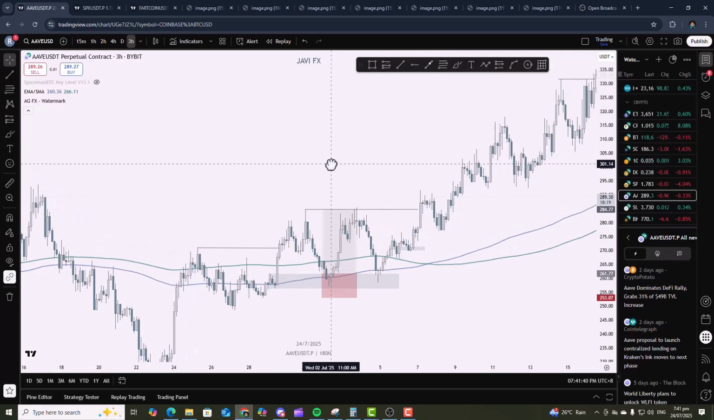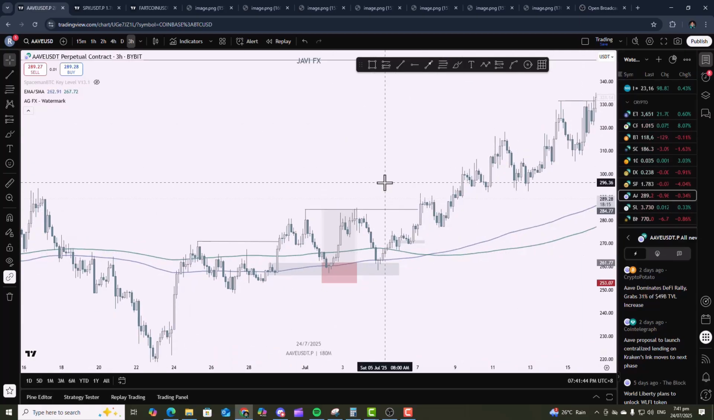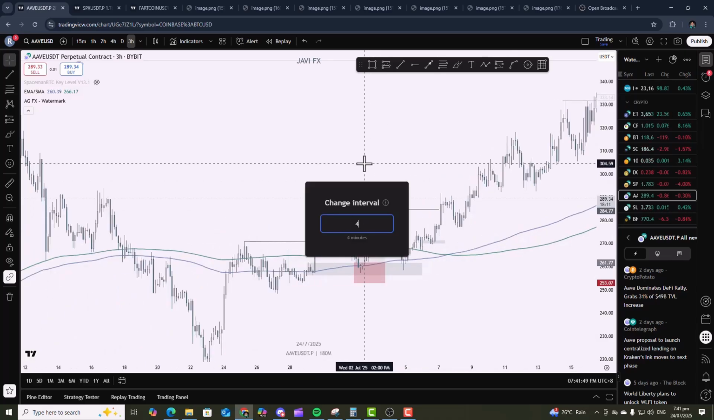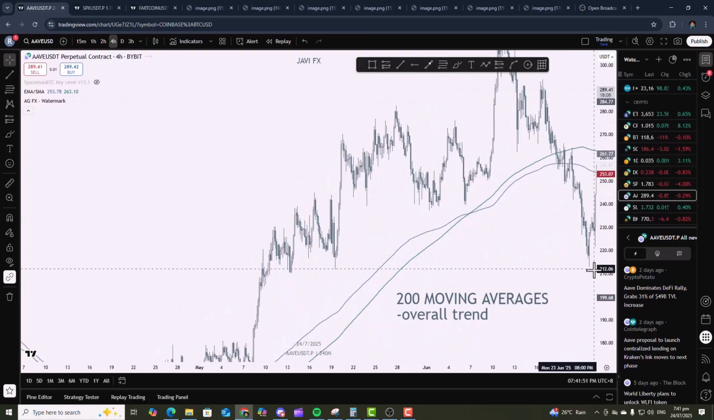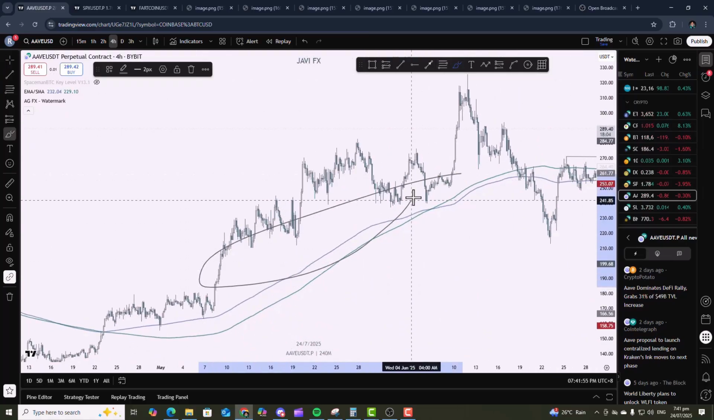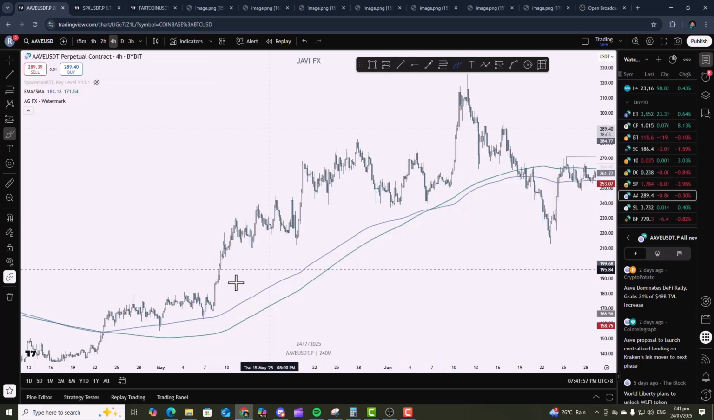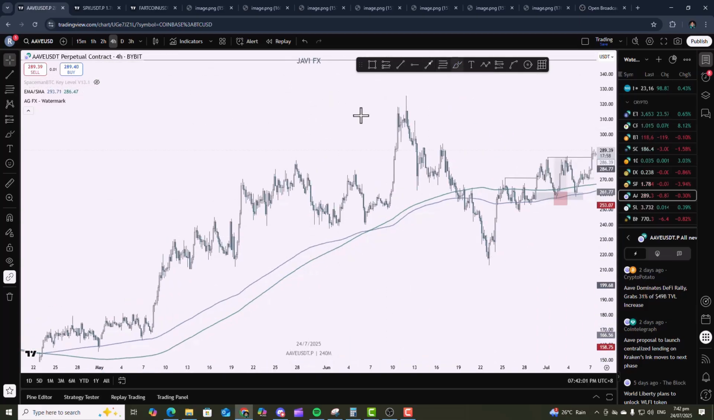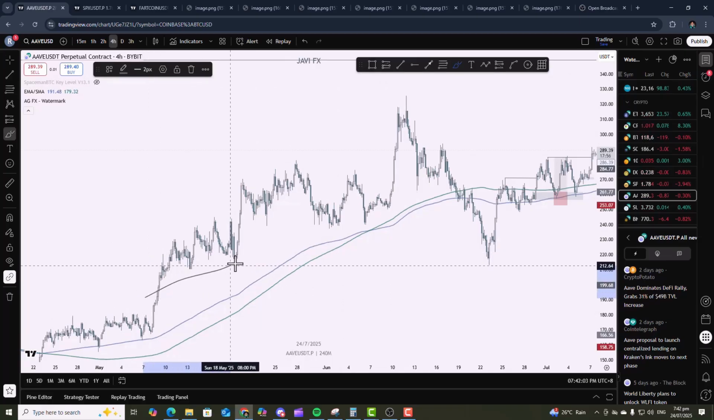So that's it. Let's move on. How I like to use the moving averages is, let's say, the 4-hour. Now, how do we capitalize on this if you missed the initial move? What you want to do is go down to the time frame that lets you catch something like this, right?